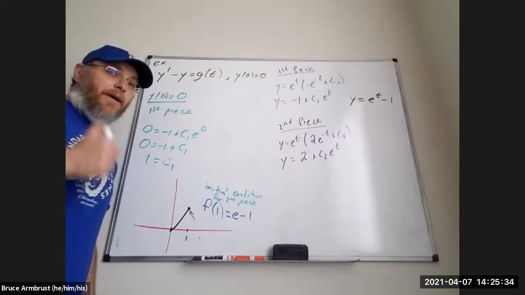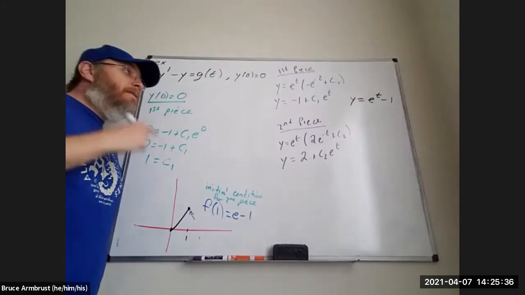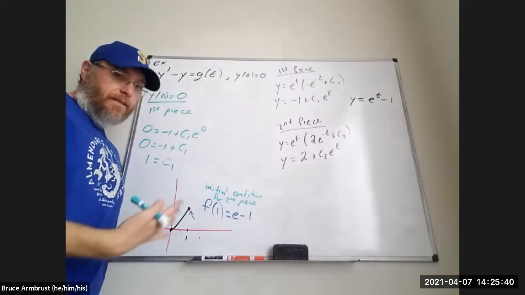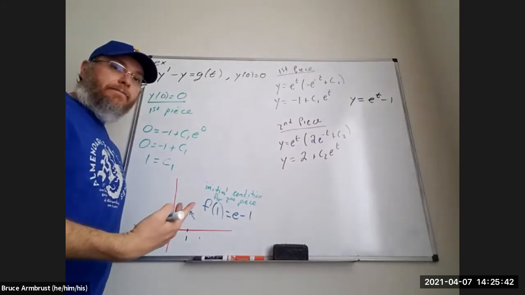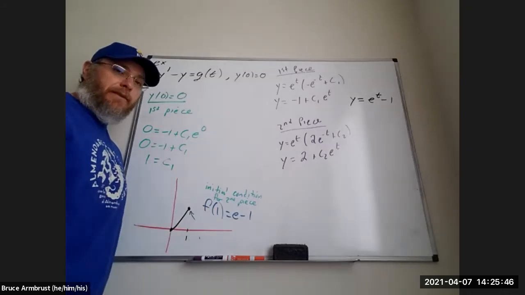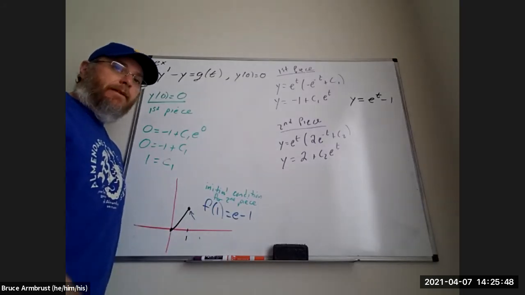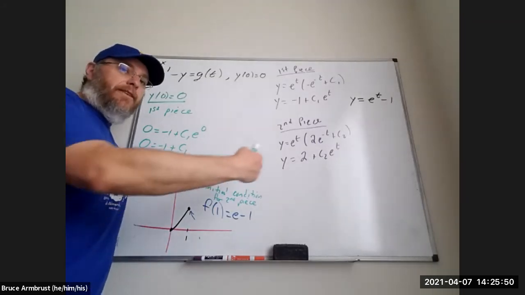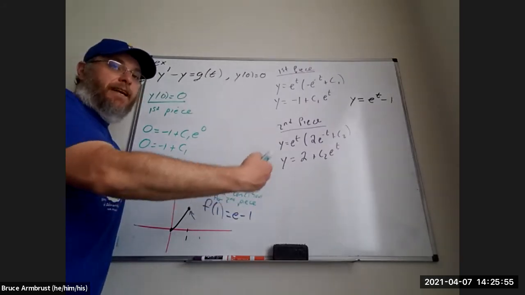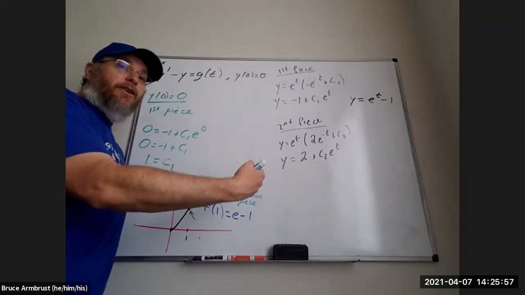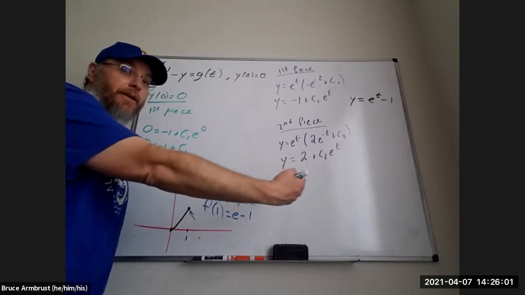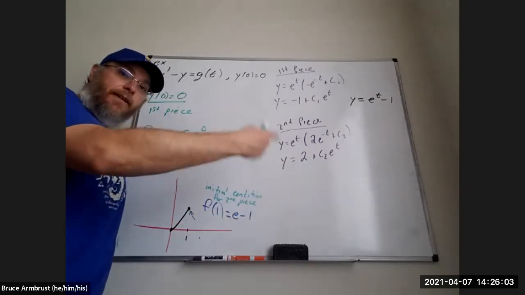So when you have a piecewise defined function, this is how you need to do it. You need to use the initial condition to find the end of the first piece. The end of that first piece is now the start of the second. If there's a third piece, okay, find out where the second ends and use that to start the third. If there's a fourth one, find out where the third one ends, use that to start the fourth, and so on.